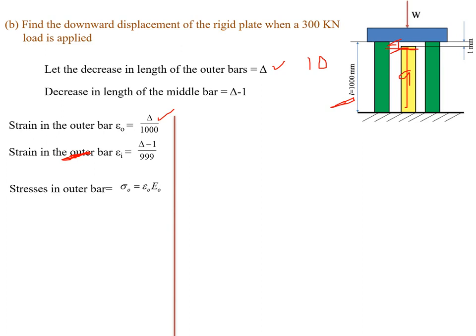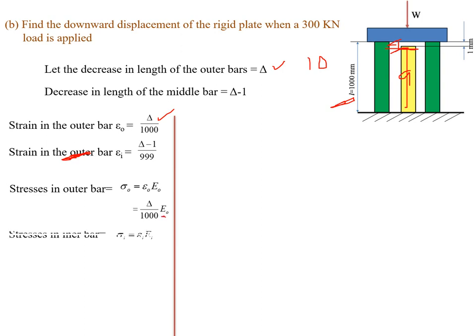So sigma naught, which is the stress in the outer bar, equals epsilon naught, that is the strain in the outer bar, into E. Since all three magnesium bars are made of the same material, let us consider E only. So stress in the outer bar, sigma naught, equals the strain into the Young's modulus E. We know the strain in the outer bar is delta by 1000, so into E.